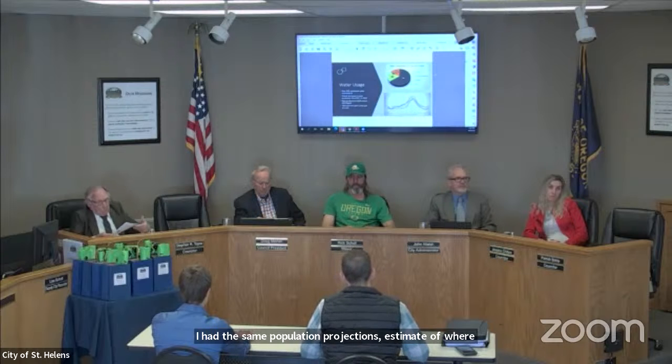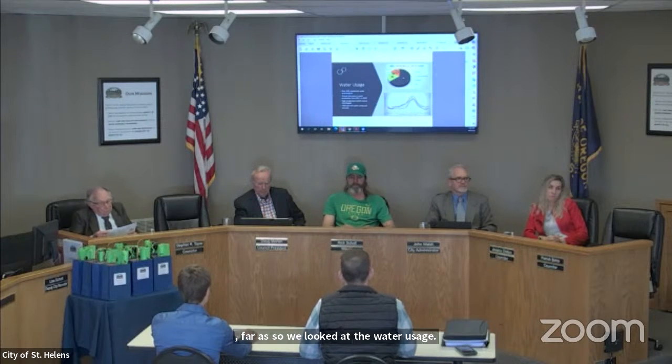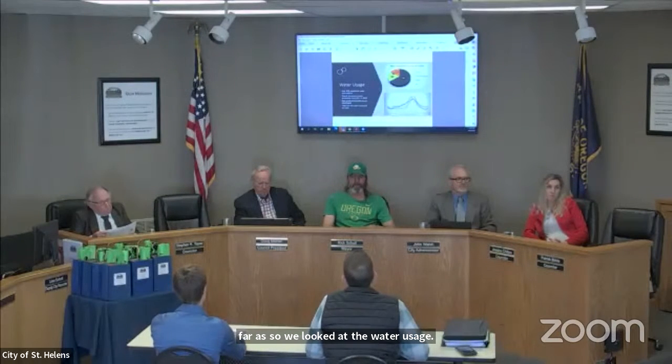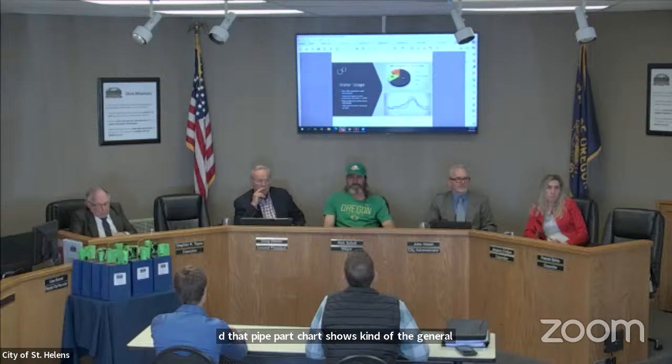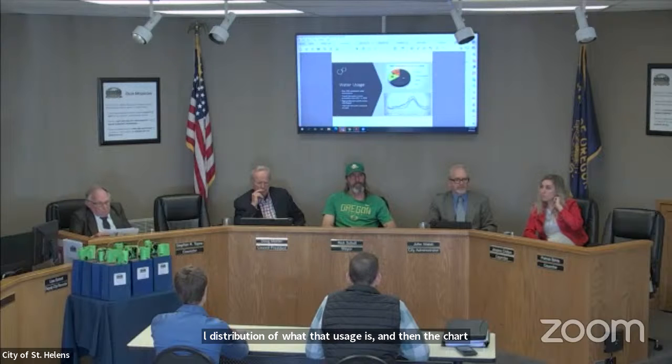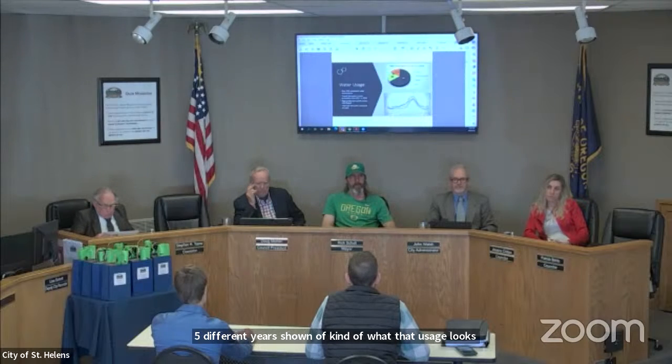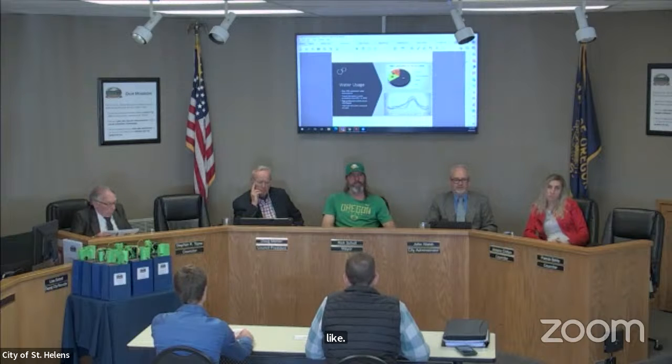Next one. So we looked at the water usage, what users there are, and how much they're using, and that pie chart shows the general distribution of that usage. The chart on the bottom right shows each month throughout the year. We have 5 different years shown of what that usage looks like, and it's pretty standard with summer high demand and winter lower demand.